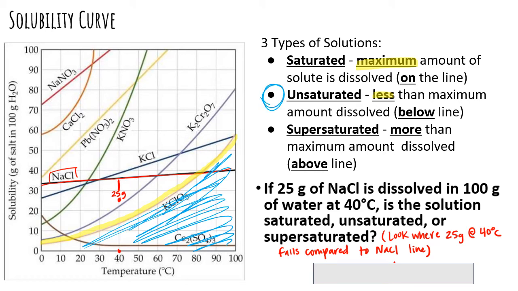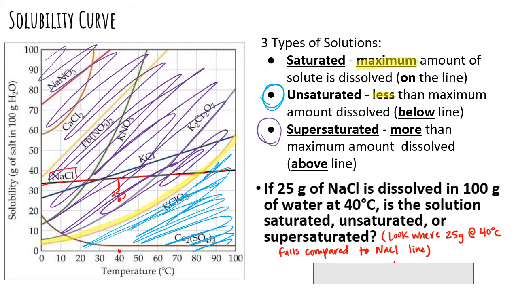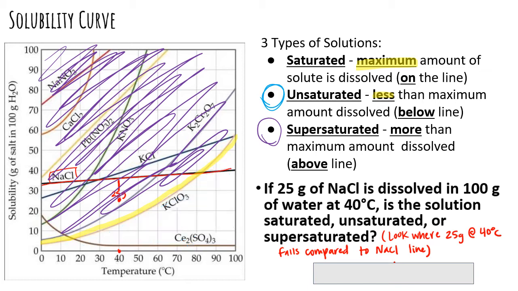And then we have something called supersaturated, and that is actually when more than the maximum amount is dissolved. And that's going to be represented by anywhere above the line. So for potassium chlorate, that would be anywhere above that line. Now, you might ask yourself, how in the world do we get a supersaturated solution?